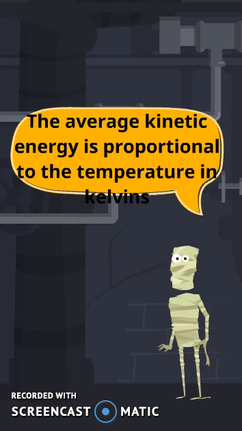The average kinetic energy of a particle is proportional to the temperature in kelvins. Thermal energy is distributed among the atoms, causing them to move faster. Note that we are talking about kinetic energy, not velocity. Two different samples of a gas at the same temperature would have the same kinetic energy, but the lighter of the two gases would have the higher velocity.